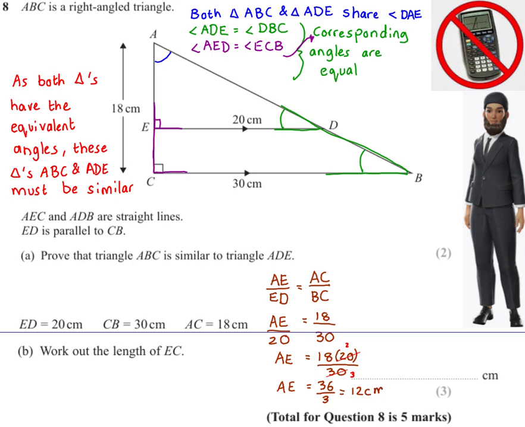Now the question's actually asking us for EC. Now how do we work out EC? Well, EC over here is going to be AC minus AE. Okay, so therefore EC is equal to AC, which happens to be 18, minus AE, which we just worked out, which is 12, and therefore EC works out to be 6 centimeters.